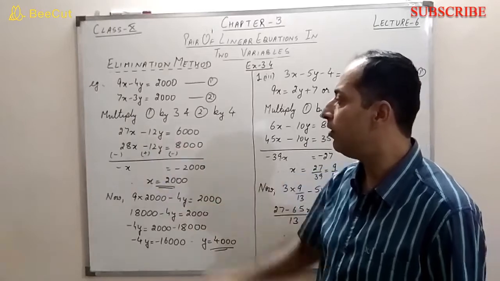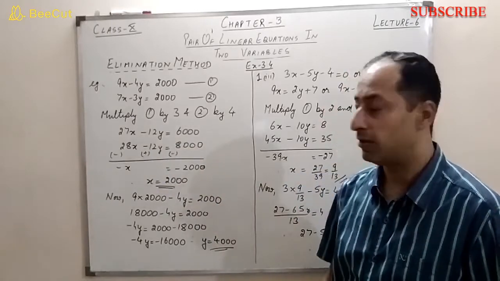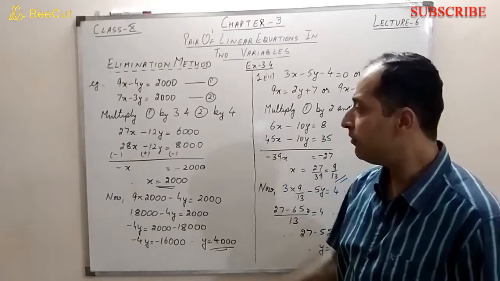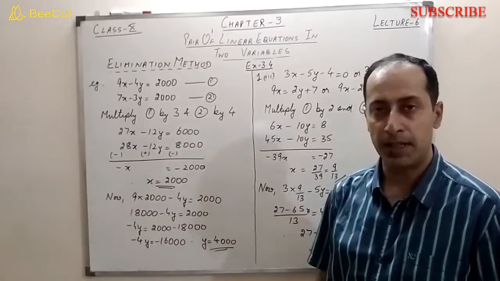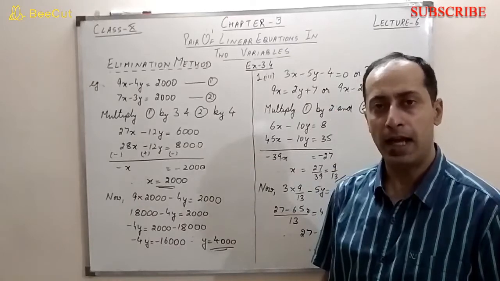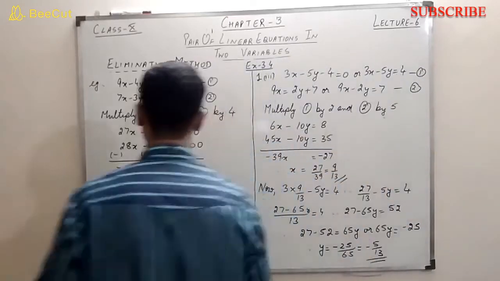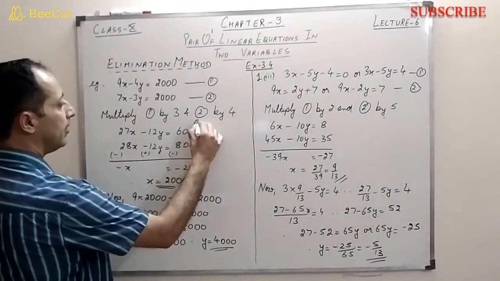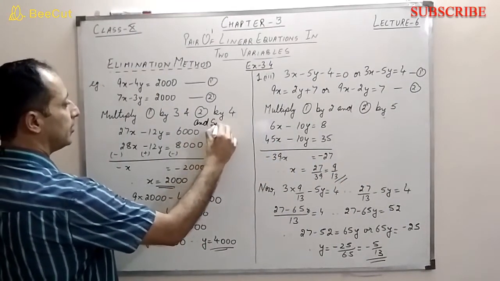Now, what is the next step? If the signs of both the coefficients are the same, then we subtract the two equations. If the sign is the same, we subtract them. If the sign is different, we add them. So we multiply 1 by 3 and 2 by 4, and then we subtract them.